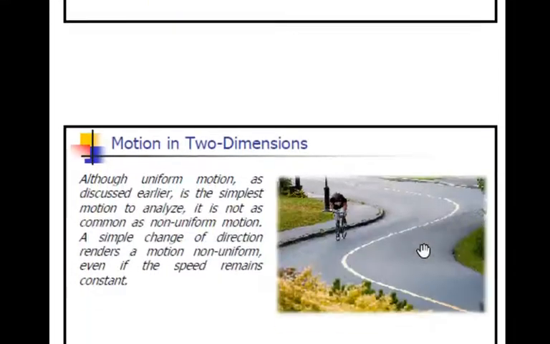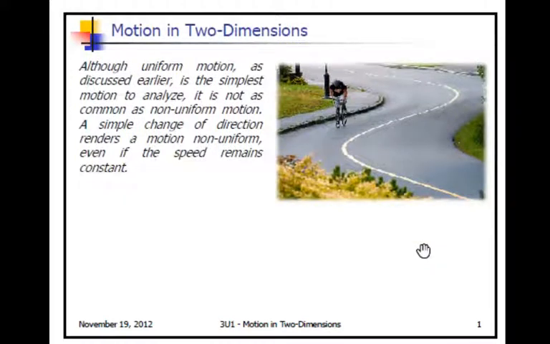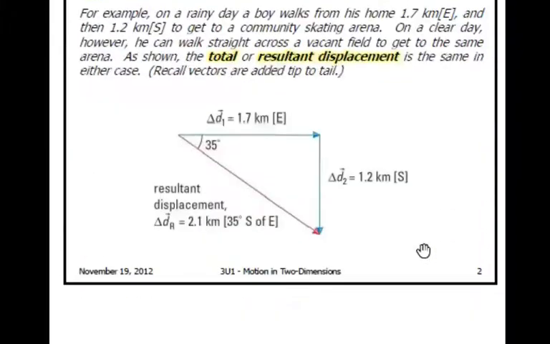And when you get into your grade 12 physics course, your understanding of motion in two dimensions is going to be crucial, because a lot of the solutions to problems you'll have will involve things in two dimensions, all types of quantities, not just motion. So although uniform motion, as discussed earlier, is the simplest motion to analyze, it's not as common as non-uniform motion. So if we can change direction, we now have non-uniform motion, even if the speed remains constant.